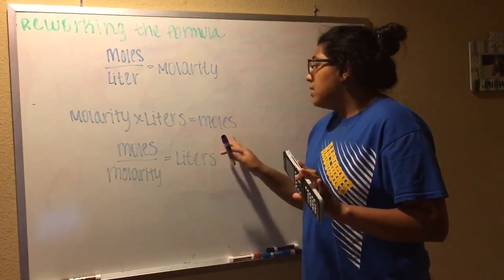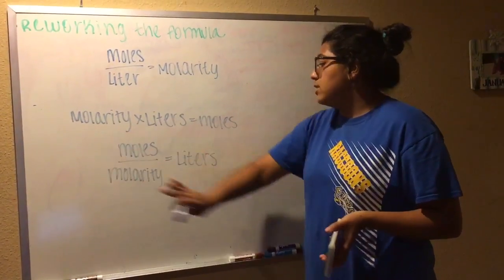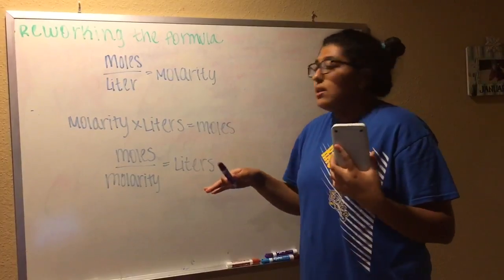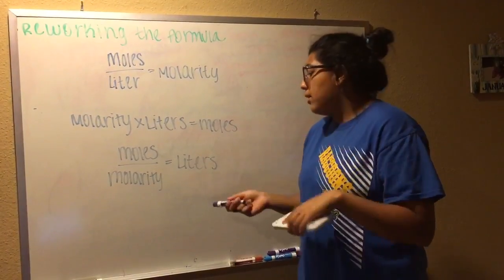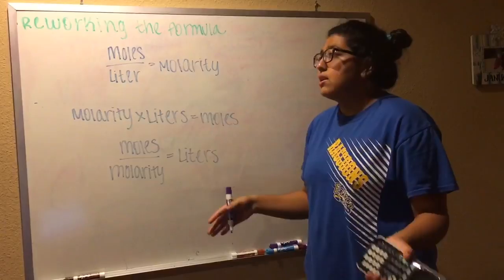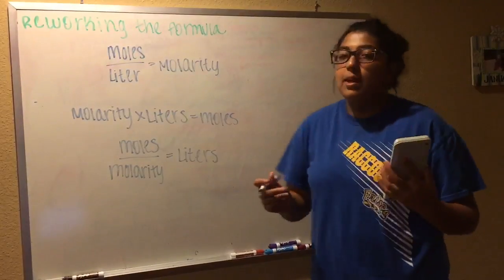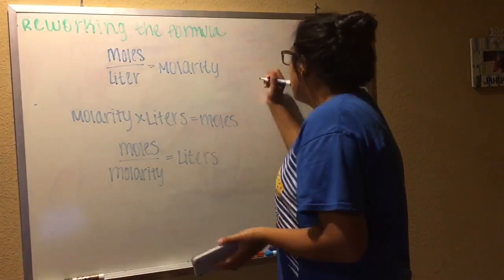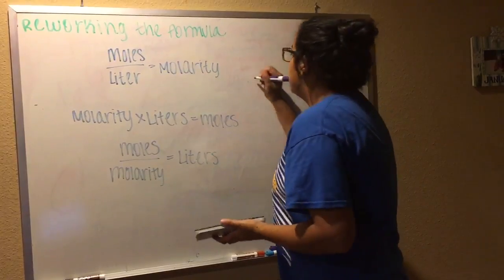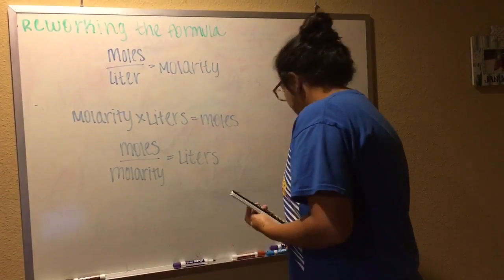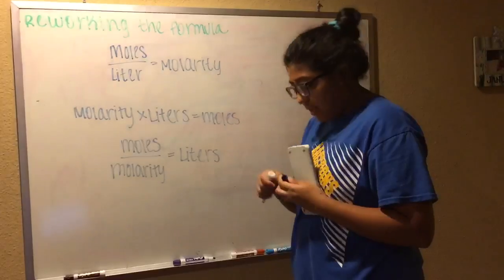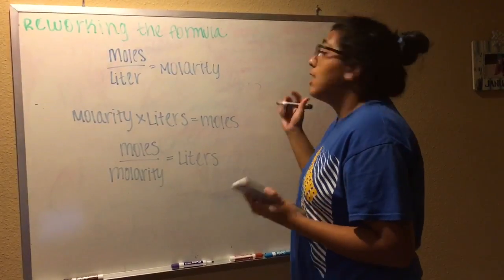This is the equation that you'll most likely want to use. And then lastly, we can divide the moles by the molarity to equal the liters. This is what you use when you have moles and the molarity and you want to find how much of the substance there is in total. So we're just going to do a couple of practice problems. You probably want to work this along with us with a calculator, that way you can understand how to do it.